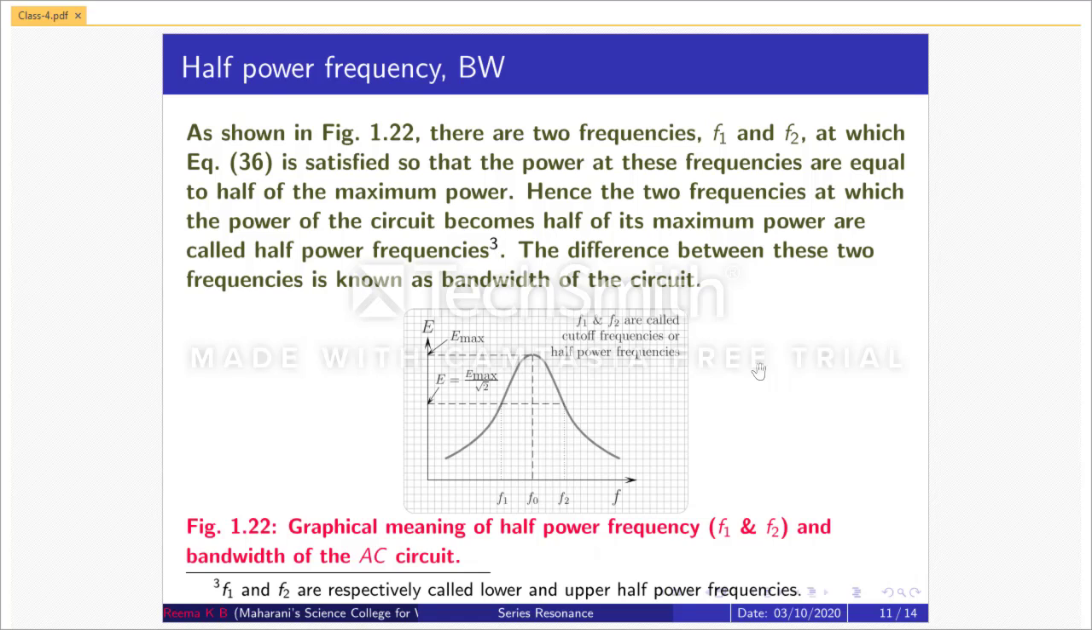F1 and F2 are respectively called the lower half power frequency and the upper half power frequency. The difference between these two frequencies is known as the bandwidth of the circuit. Figure 1.12 gives the graphical meaning of half power frequencies, that is F1 and F2, and the bandwidth of an AC circuit.